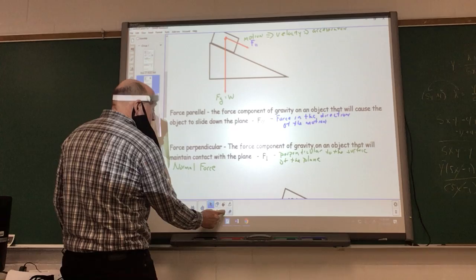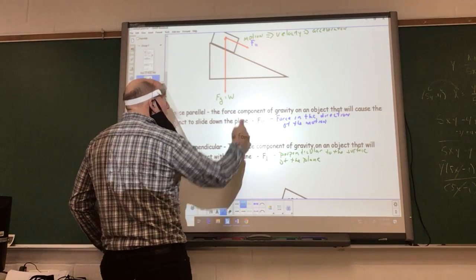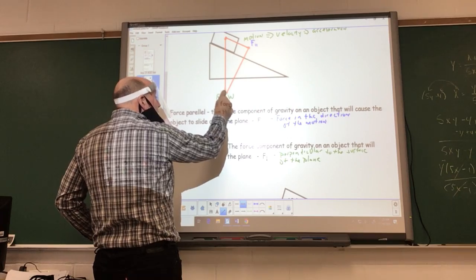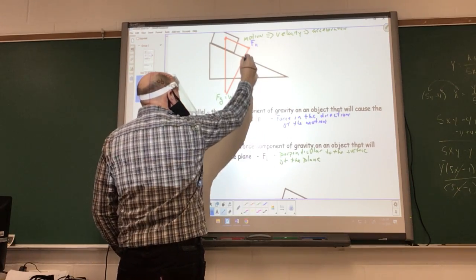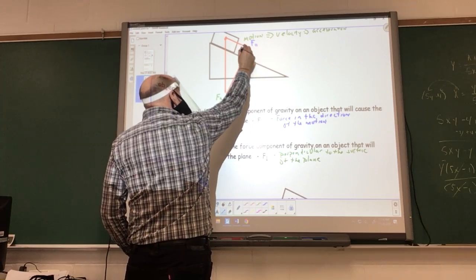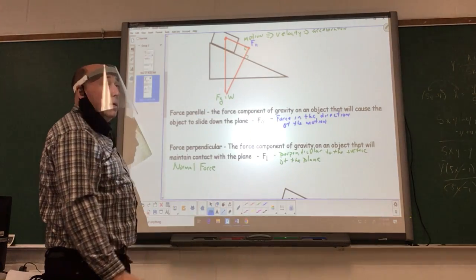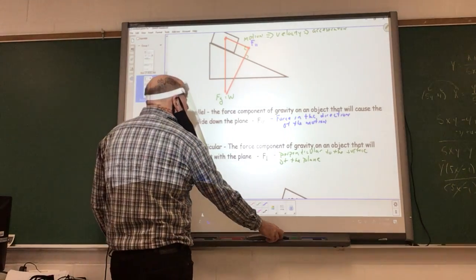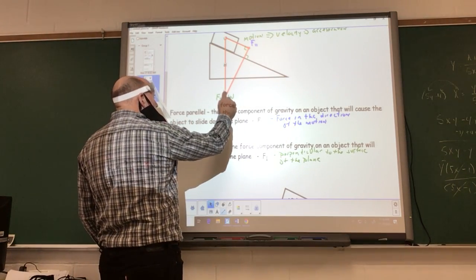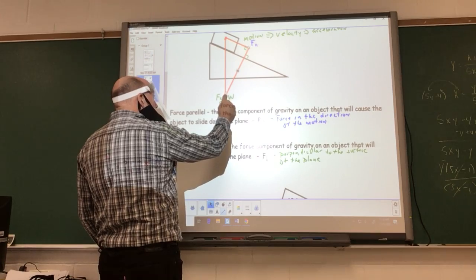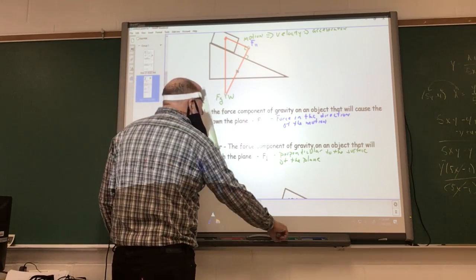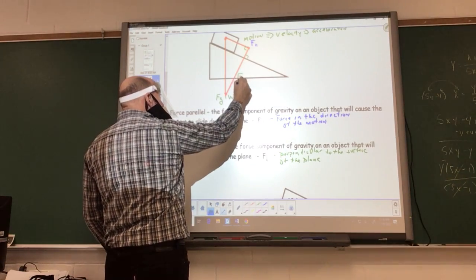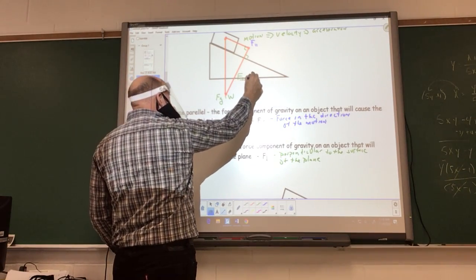So if we look at this component, this will be perpendicular to the surface, but also perpendicular up here. You have parallel and perpendicular. So this here is your force perpendicular or your force normal.